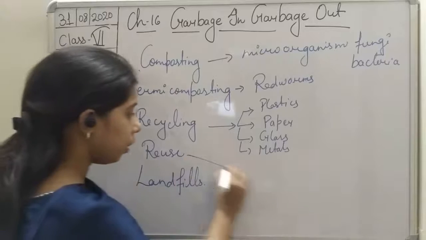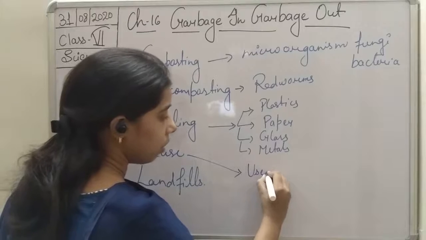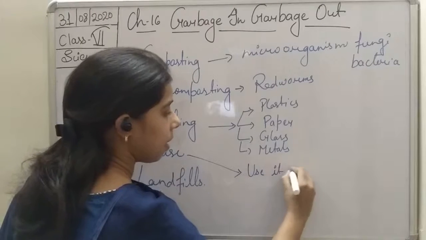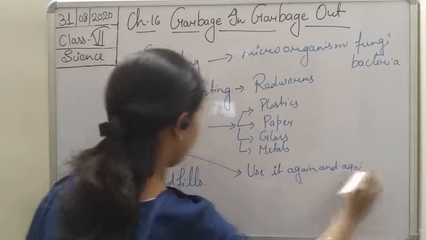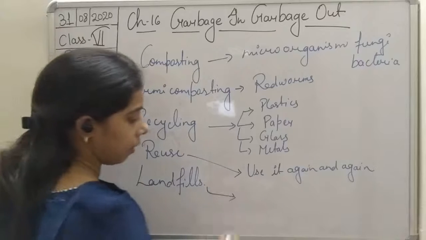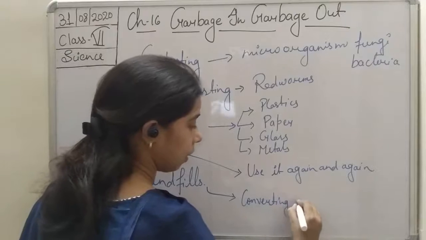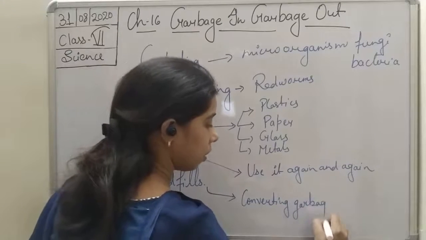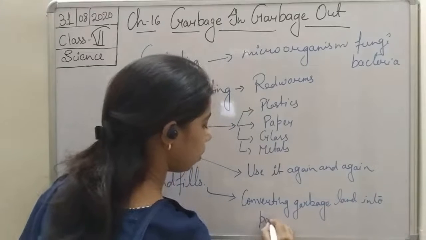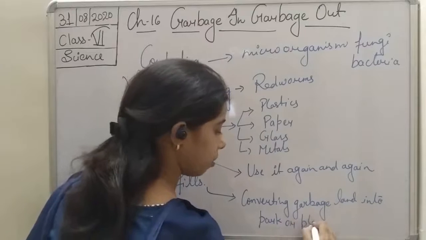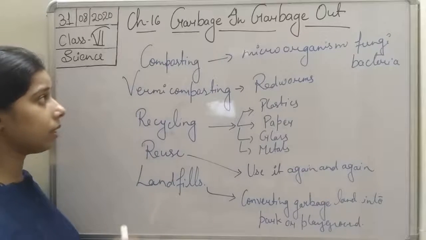If we talk about reuse, there are a lot of materials which we can use again and again. That is reuse. Landfill helps in converting garbage land into a park or playground. So this is the method that we can use when all these methods will not work.